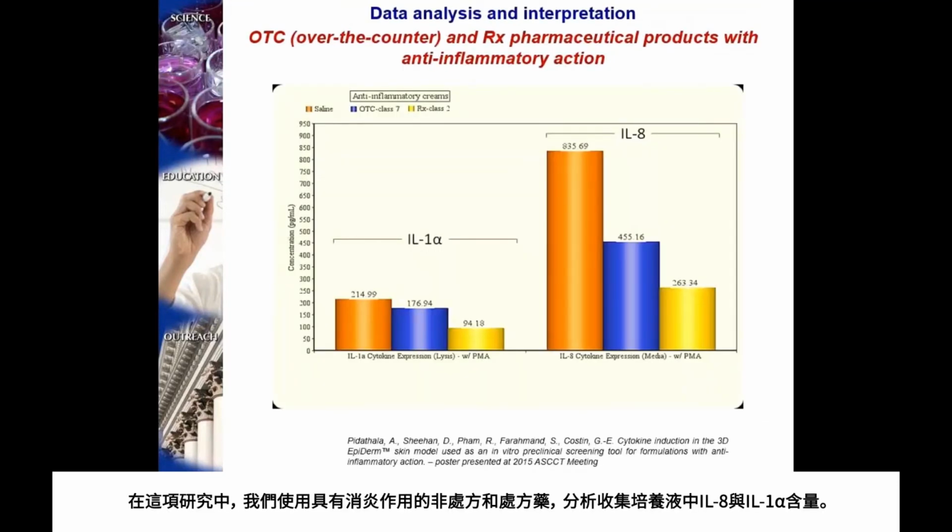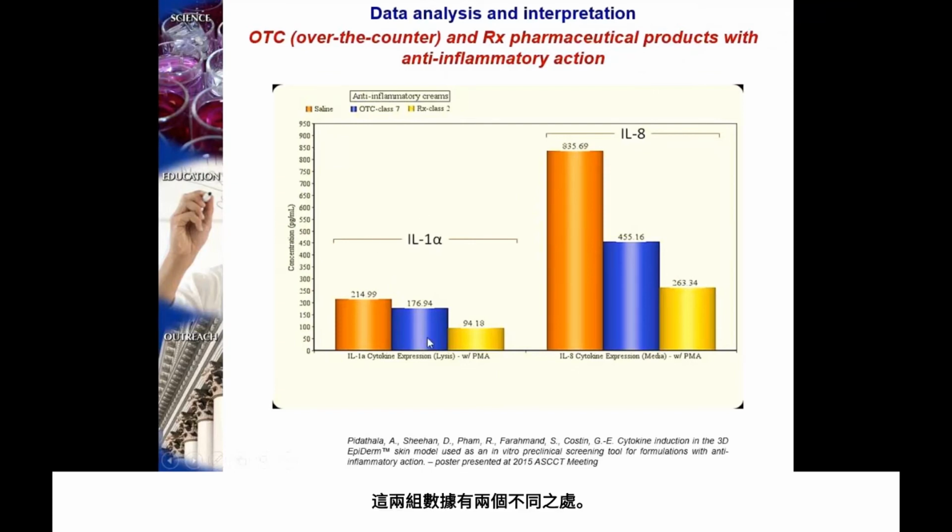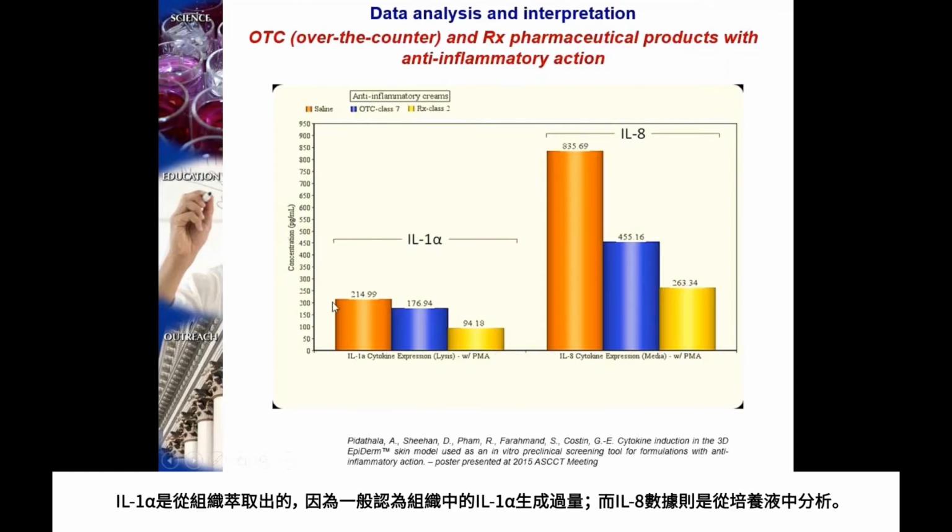In this study, we used over-the-counter and prescription pharmaceutical products with anti-inflammatory action, and we tested the media collected from the tissues for the interleukin-8 endpoint and for the interleukin-1 alpha. There are 2 differences between these 2 sets of data. The IL-1 alpha was generated using the lysed tissues, presumably because there is an overload of interleukin-1 alpha in the tissues, and IL-8 was analyzed from the media.